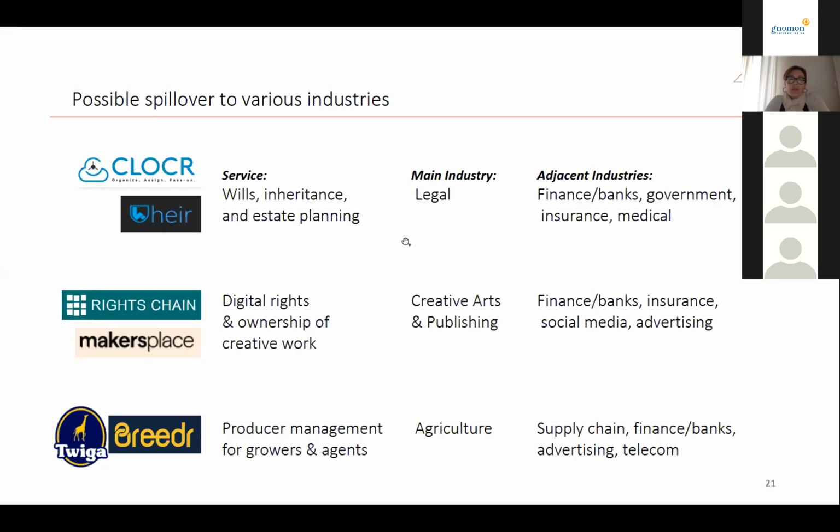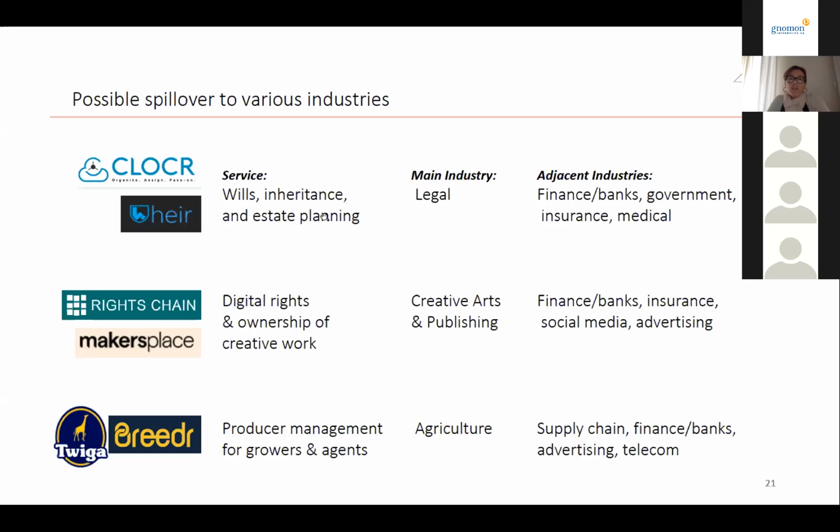So if we look at it from an overall business or industry standpoint, these are typically considered to be legal tech startups, right? But there's a lot of adjacent industries that they have a very, very direct tie-in to, including finance and banks, right? Government, obviously government records, the Social Security Office needs to know when you're dead, when you're alive, if there's new babies born and so forth.